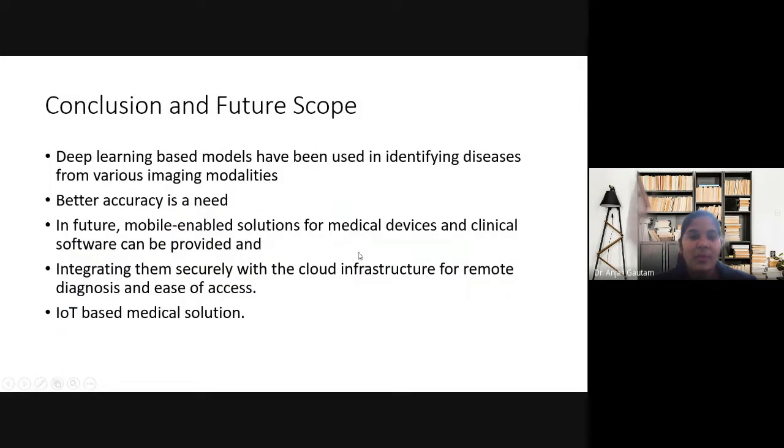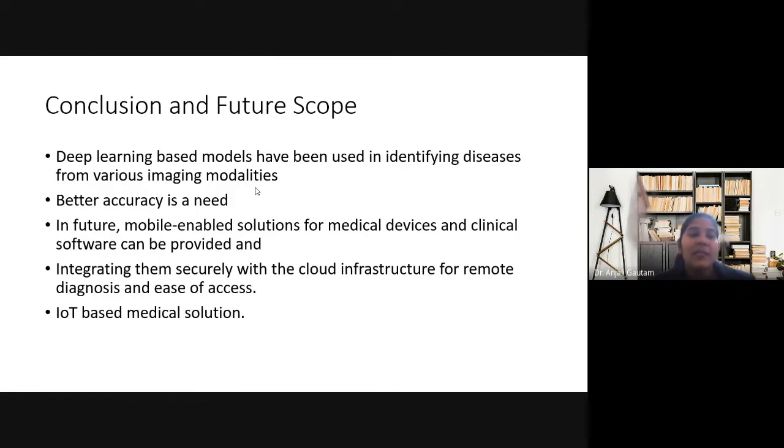Now we have come to the end of this topic, that is the conclusion and the future scope of what we have seen. We have seen that deep learning models can be used to identify diseases from various imaging modalities, whether related to segmentation or classification. You want to find out the disease region, or whether the patient has a disease, or what kind of disease the patient has.